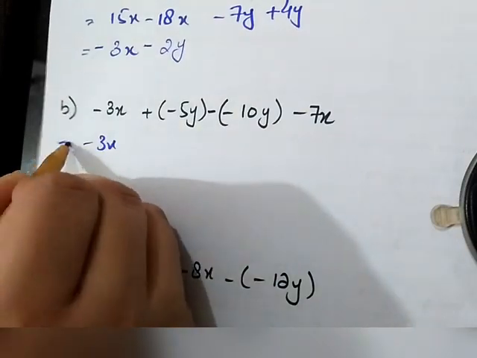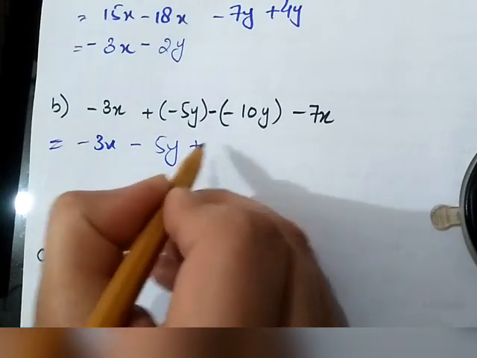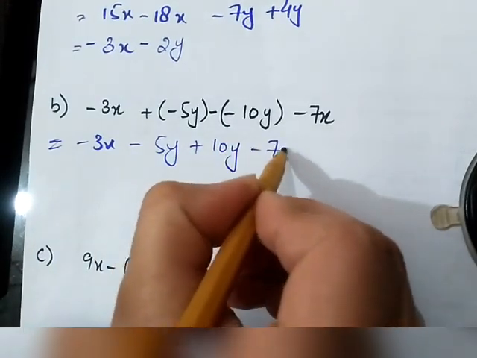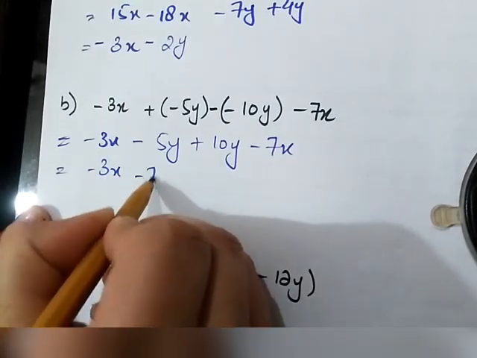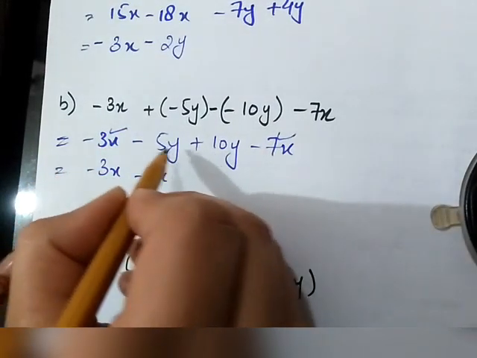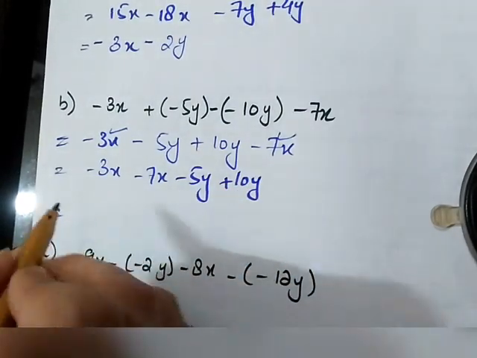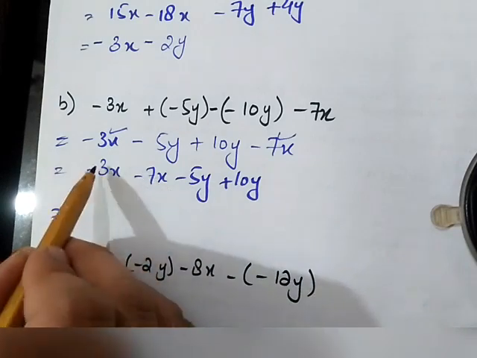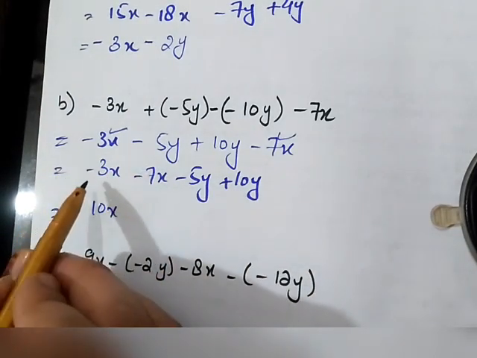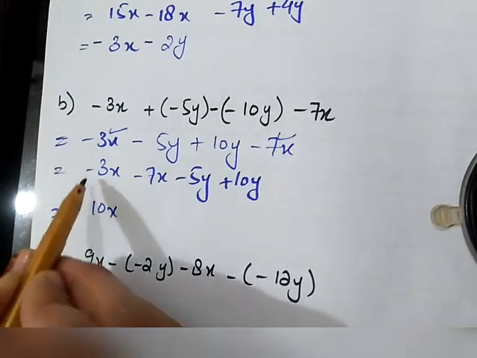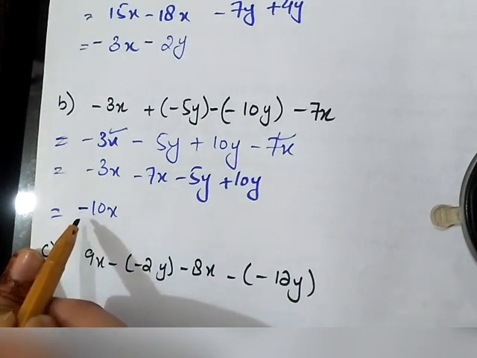Minus 3x plus minus 5y minus plus 10y and minus 7x. Again arrange the terms: minus 3x, then minus 7x, then minus 5y plus 10y. Now simplify the terms with the same variables, 7 plus 3, 10x. Why? Because both the terms have the minus sign, so I'm adding them and putting the same sign that both the terms have with the answer.